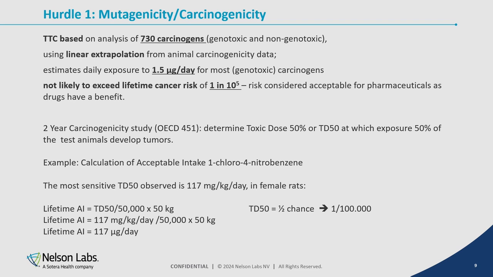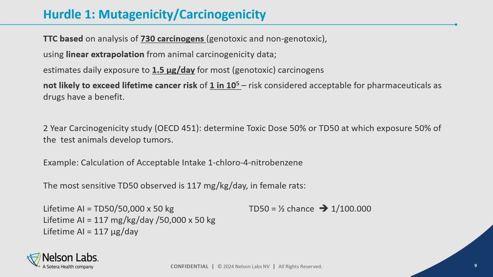And sometimes you have multiple carcinogenicity studies. So from a conservative point of view, you take the lowest concentration for which this TD50 is observed. And then you do linear extrapolation. As an example, coming from ICH Q3C, by the way, for 1-chloronitrobenzene, the TD50 is 117 milligrams per kilogram a day in female rats.